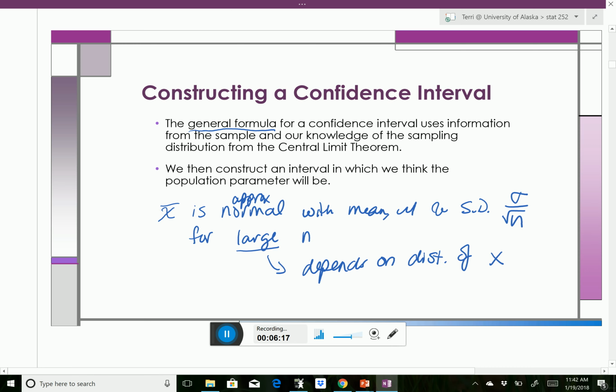So we talked about that in chapter 7. Of course, if we don't know anything about the distribution of x, then n needs to be at least 30. If we know that x is normally distributed, it does not matter. It doesn't necessarily have to be large. It can be any number n. And if we just know that x is symmetric, not necessarily perfectly normally distributed, then 15 will be sufficient.